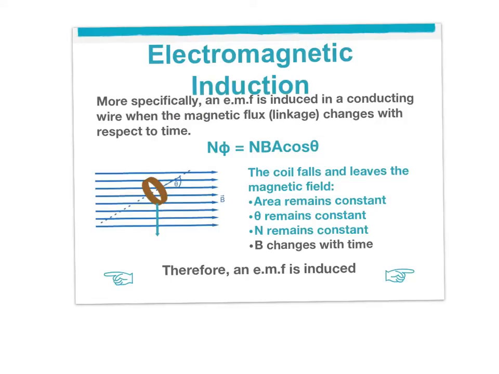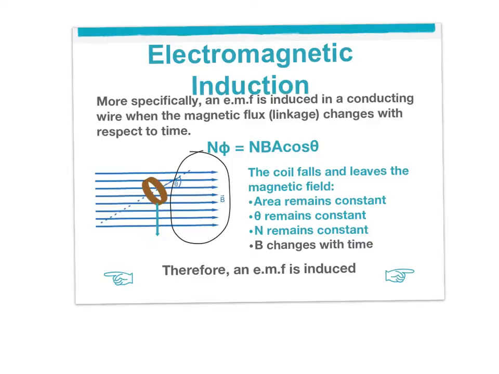Okay, so let's get back to induction, the producing of a current. Now, electromagnetic induction, or more specifically, an EMF, is induced in a conducting wire when the magnetic flux linkage changes with respect to time. This is what makes electricity flow, or induces a current to flow through a conductor. Okay, the fact that you are cutting lines of flux and the speed at which you do it is also very important.